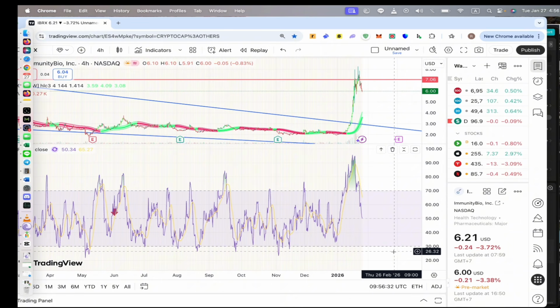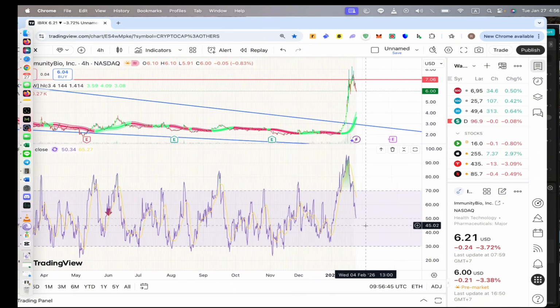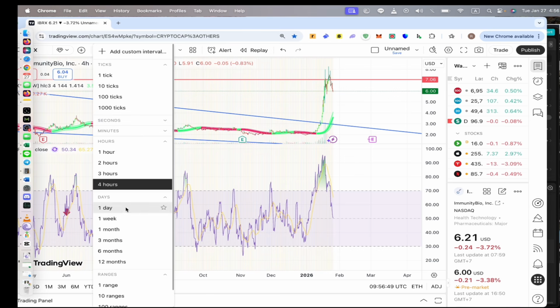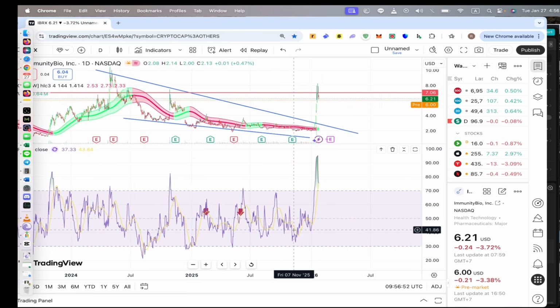So the 4-hour is kind of like a short-term trading chart. And in this case, I would look for the 4-hour to come down and completely reset at 30 for me to have a short-term trade. I'm not a short-term trader though. Most of the time I'm a swing trader. So I will be looking at the daily, at least the daily, okay?